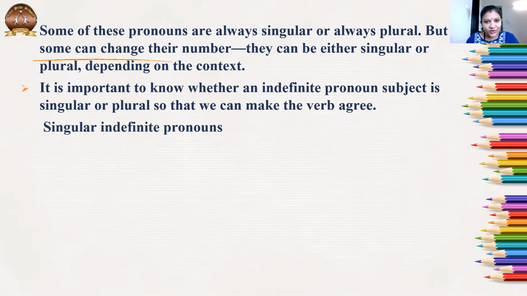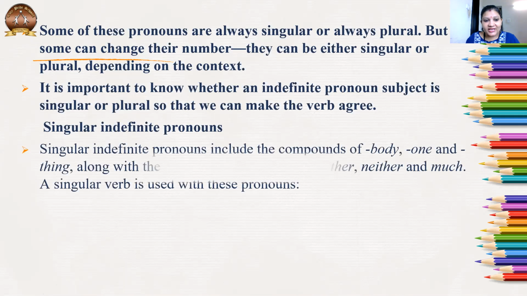Singular indefinite pronouns. Let's find out. Singular indefinite pronouns include the compounds of body, one, and thing, along with the words one, another, each, either, neither, and much. A singular verb is used with these pronouns. These pronouns are always used with a singular verb. And you know, English is a funny language. A singular verb is the one which has an S or ES. Irony, right?